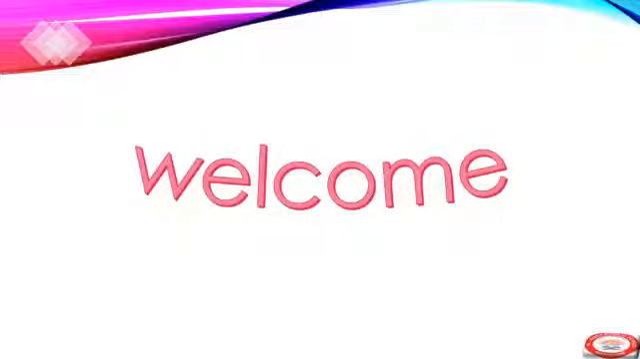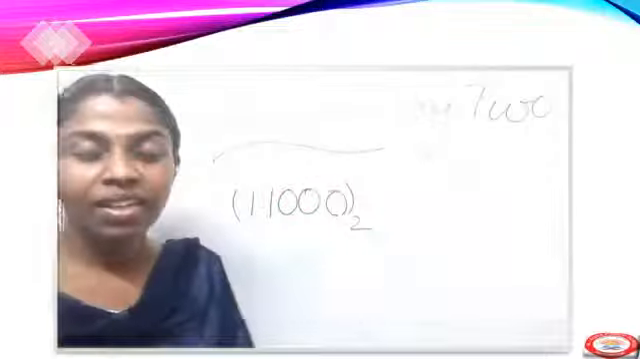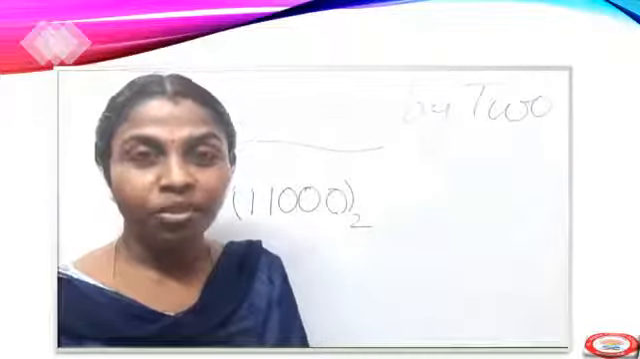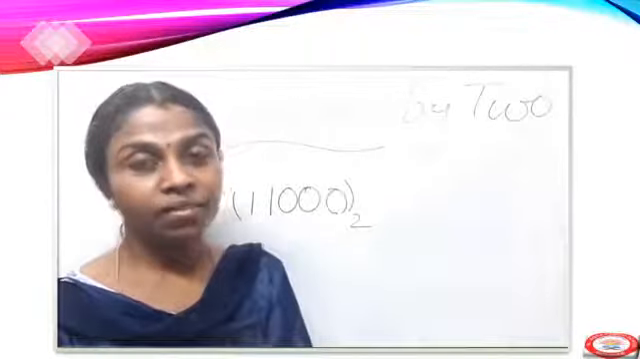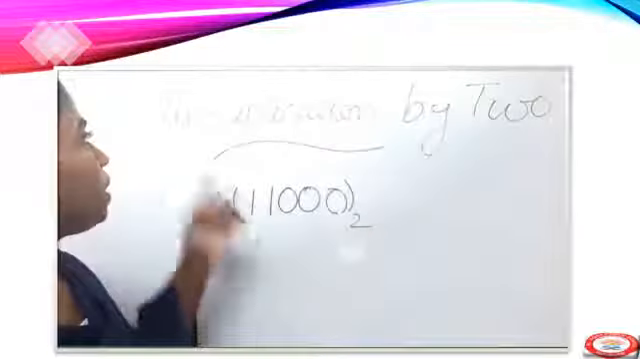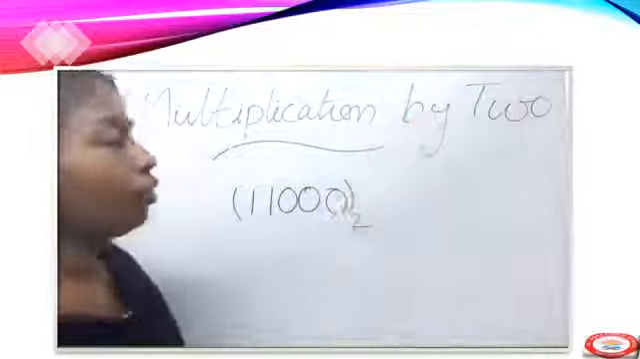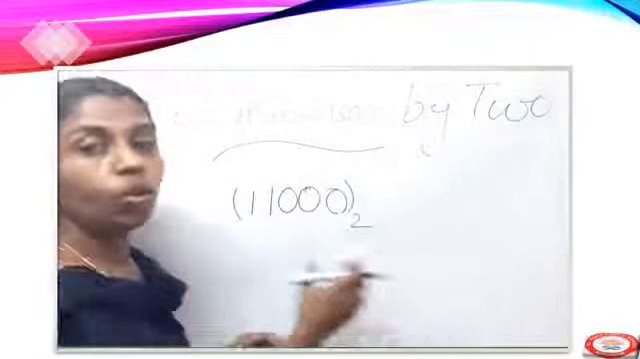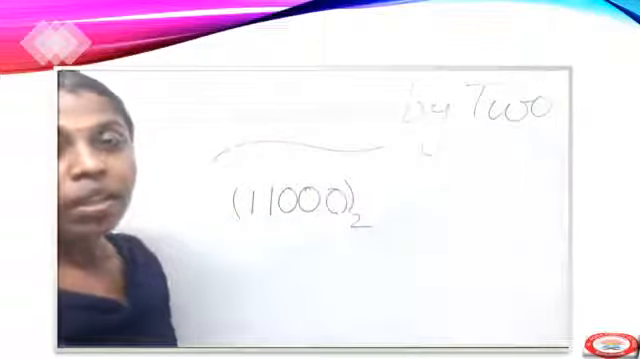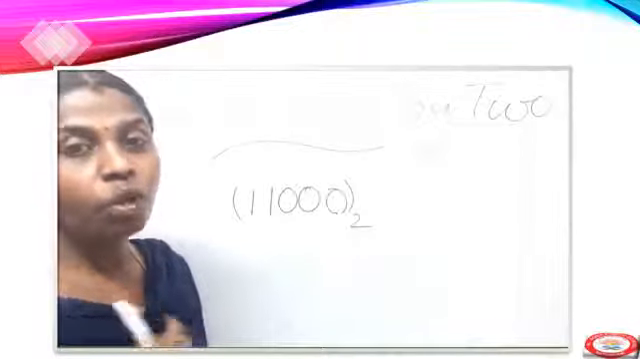In that video we discussed how to convert a decimal number into binary. In this video I will explain how to convert a binary number into decimal. Okay, let us start. So many methods are there for converting binary number into decimal. Here I am going to explain multiplication by 2 method for converting this binary number into decimal. Before that I have to explain 2 more points.